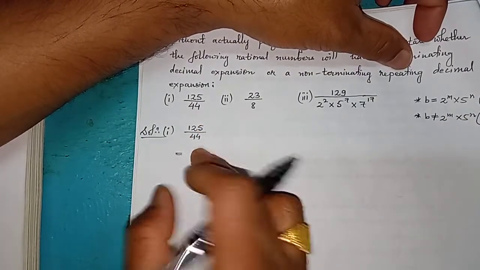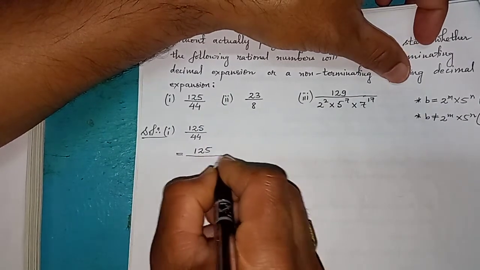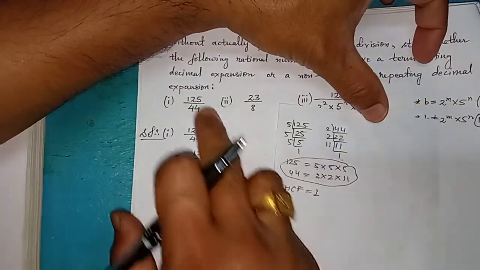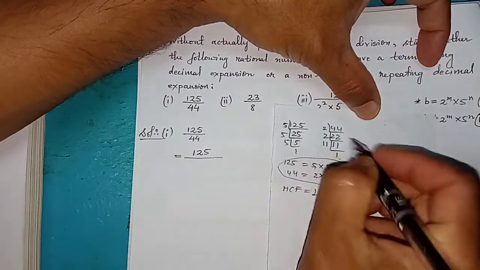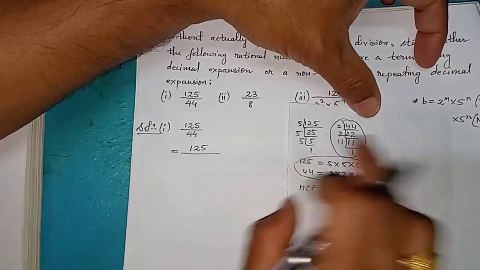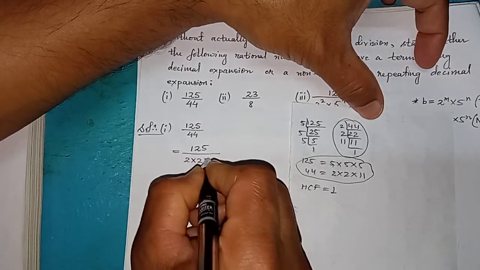Now after that, the second part is: you find the prime factorization of only the denominator, 44. But while checking here, we have already done the prime factorization of the denominator. 44 we got 2 into 2 into 11.